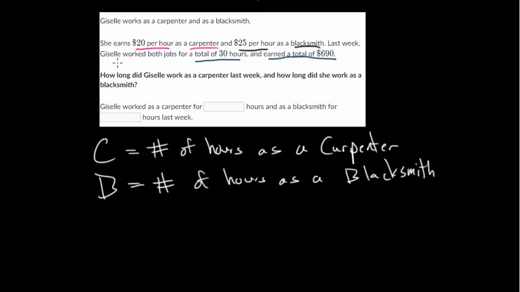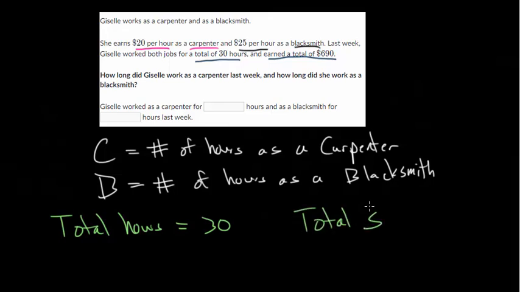Now we just need to figure out what's going on with the information. And there's a lot in this. So usually we're going to use these totals. So I'm going to write that down. So the total hours is 30. And the total money, I'll just use the dollar sign, is 690.